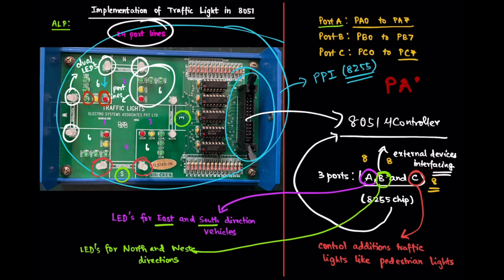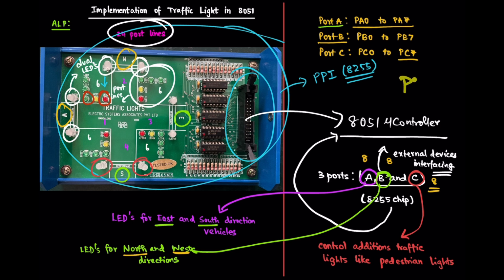And PA3 is going to be given to the amber LED 26 for south. And PA2 is going to be given to this green LED. Okay. And PA1 to PA0 is going to be given to these. So we would have all the 8 port lines corresponding to all the LEDs here. Now similarly for port B, it is going to correspond to north and west, which is here and here.